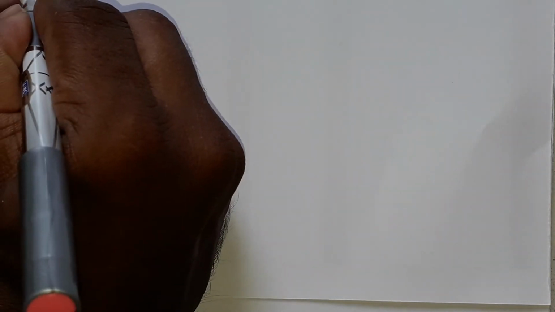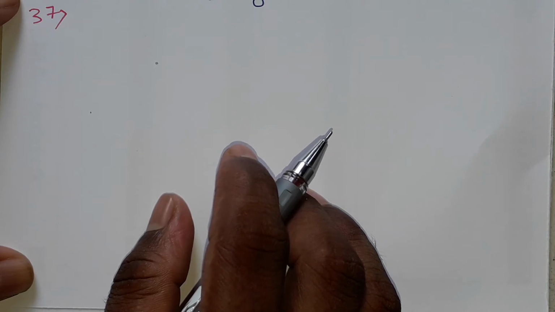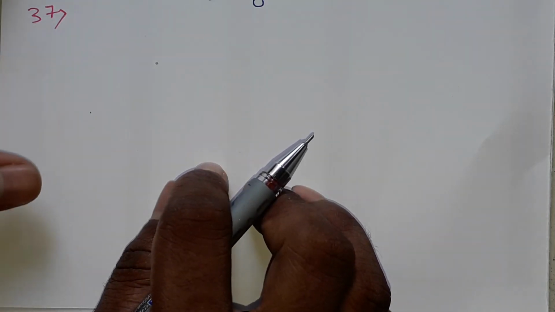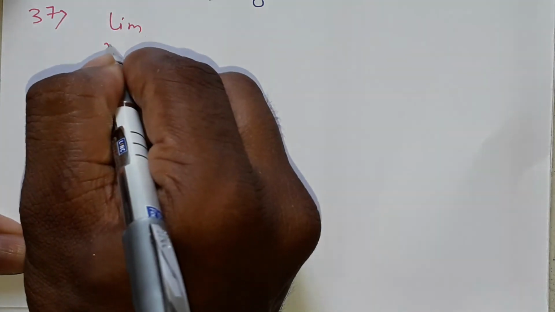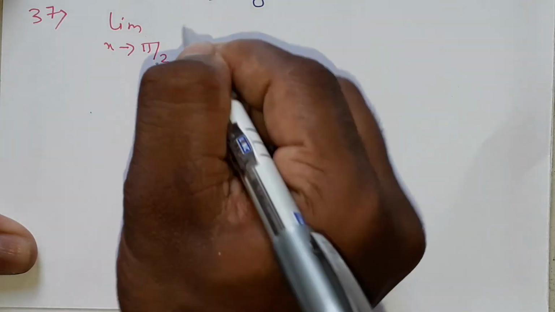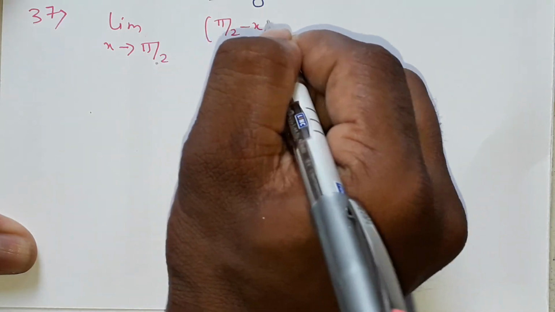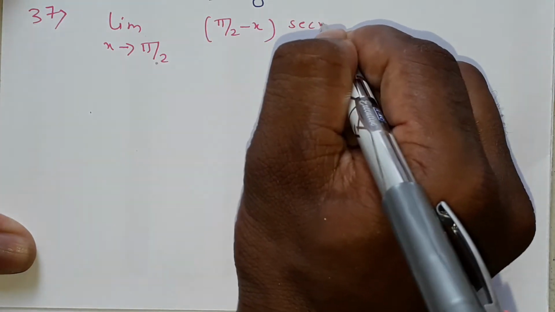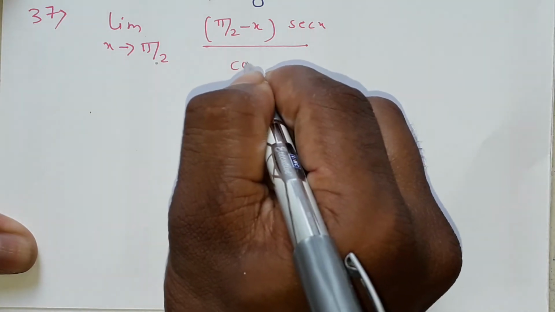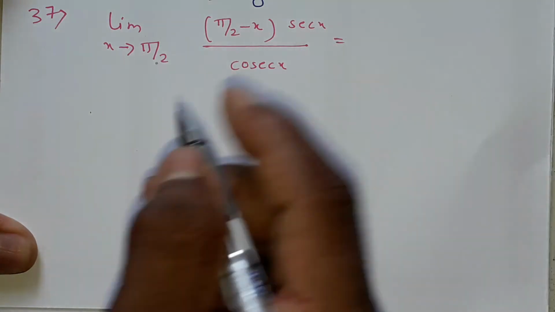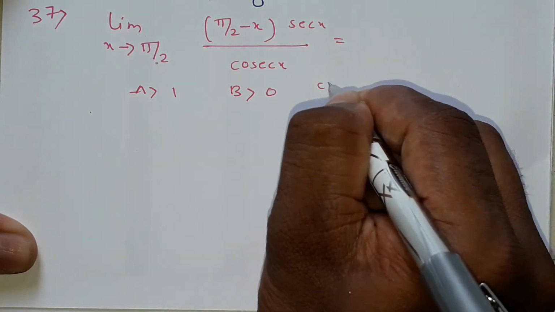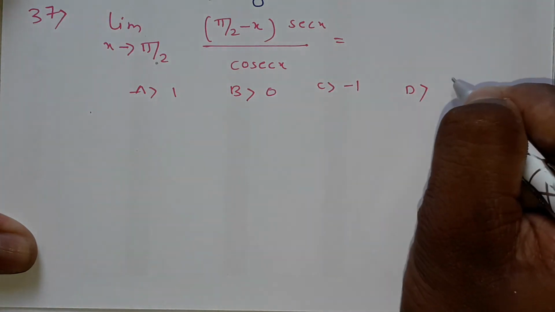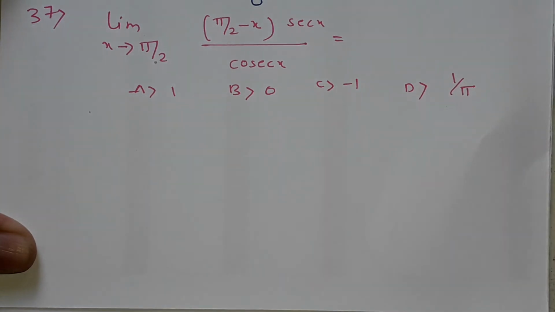Next question is 37. Limit x tends to pi by 2 of pi by 2 minus x times secant x by cosecant x equal to, option A is 1, option B is 0, option C is minus 1, option D is 1 by 2.